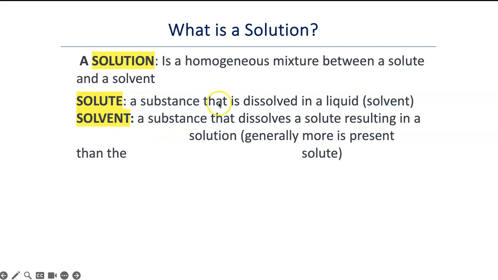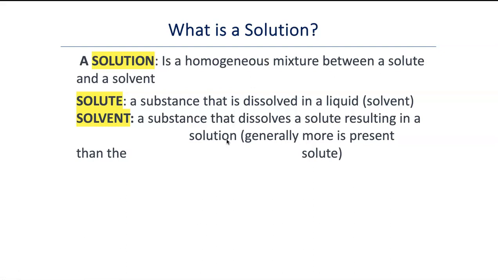Solute is the substance that gets dissolved in a liquid or a solvent. It doesn't have to be a liquid. Solvent is the substance that dissolves a solute, resulting in a solution. Generally, more is present than the solute.